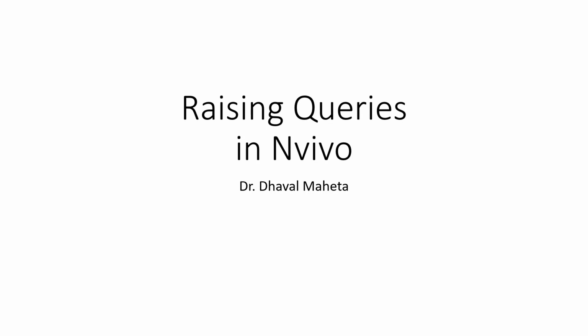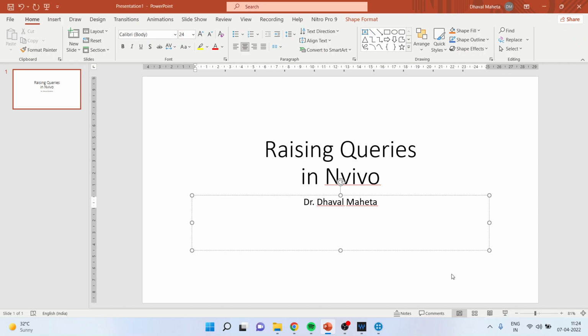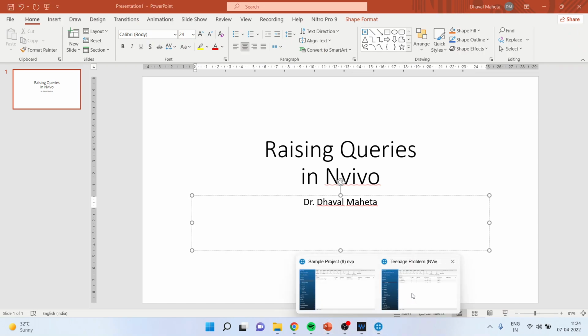It means that you have two groups of people who have done separate, individual coding, and you want to see how much their codes match with each other. So we will see this today in NVivo. First of all, go in NVivo.